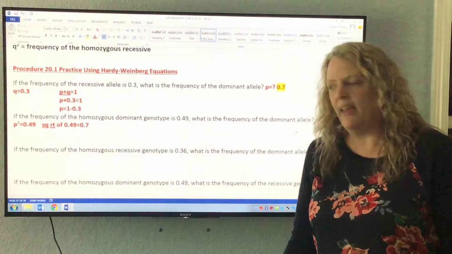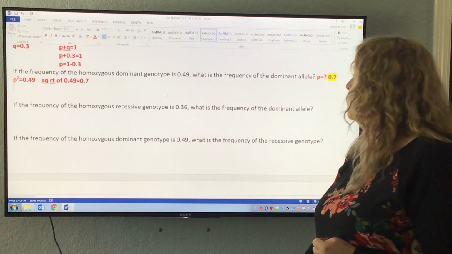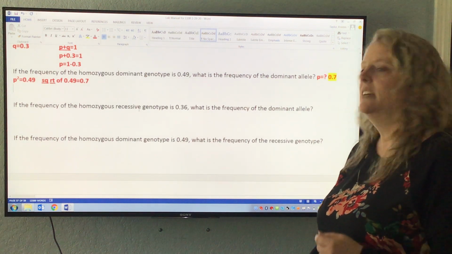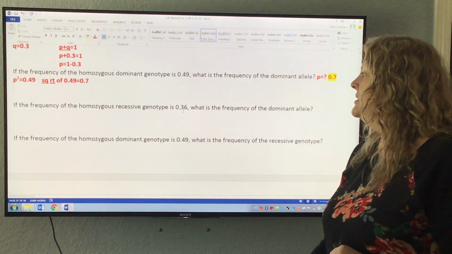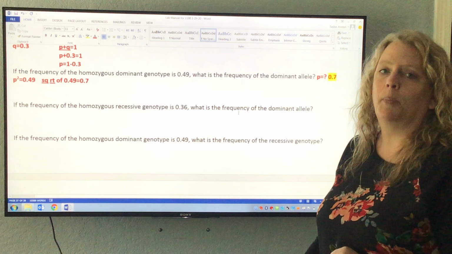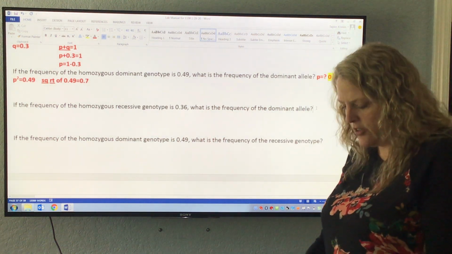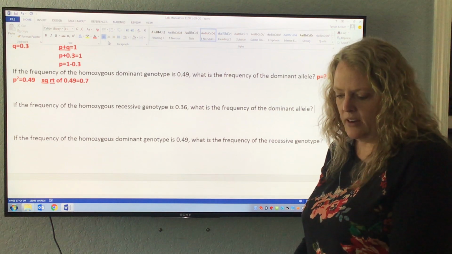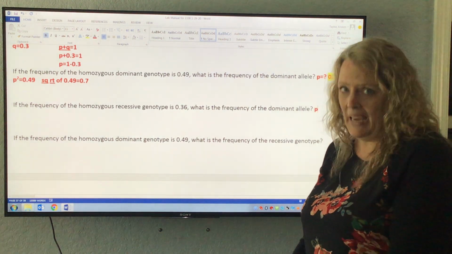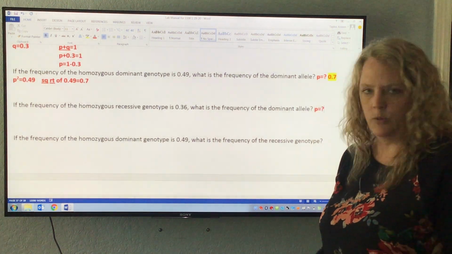Now we're going to build up on that. Moving on to the next problem. We are given that the frequency of the homozygous recessive genotype is 0.36, and we want to solve for the frequency of the dominant allele. Again, you should already know this by now. The dominant allele is going to be the letter P, and that's what we're solving for.